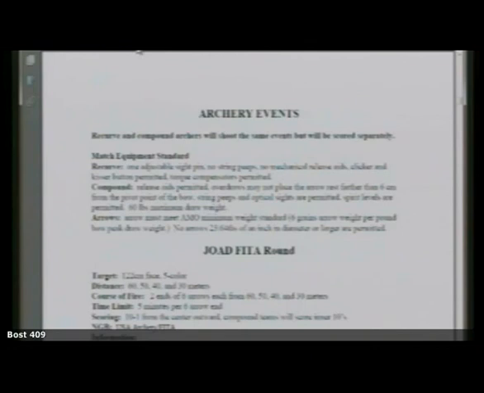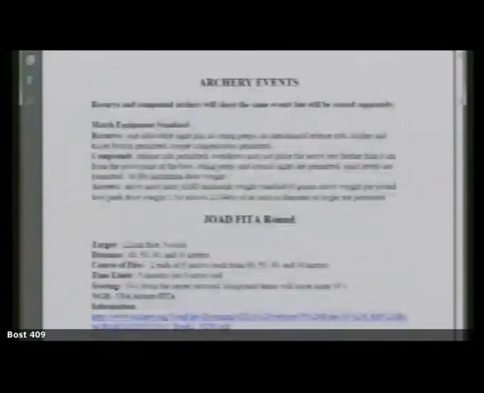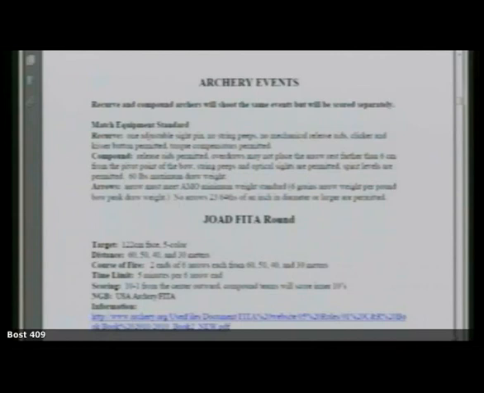One of the similarities that you'll see within each of the disciplines is that each event, for instance, the Joad Feed Around, has an NGB, or National Governing Body, associated with it. The National Governing Body incorporates all rules not 4-H related.